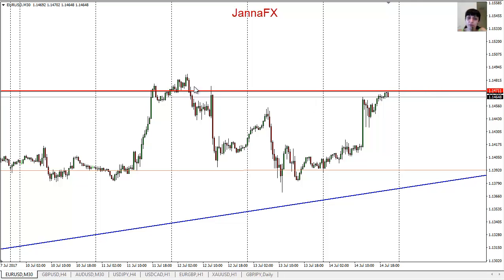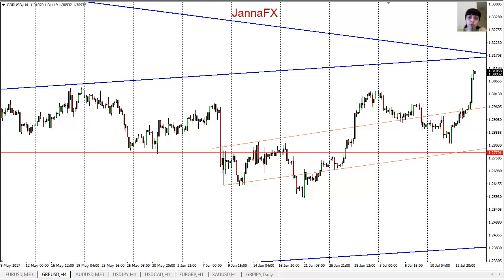It didn't create anything here before, you see, when it started to try to break it, but I would presume it might create something around here before. Maybe it will drop and create here first before it tries to break that level. So that's my thought for euro dollar for this coming week.